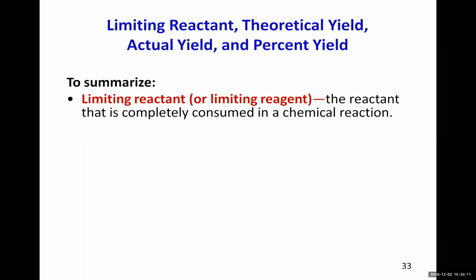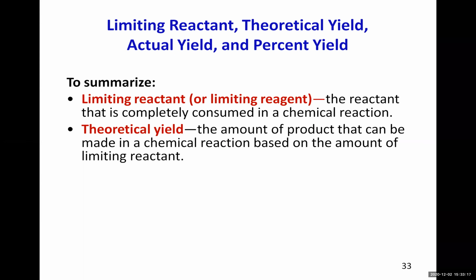So to summarize, the limiting reactant or limiting reagent is the reactant that is completely consumed in a chemical reaction. The theoretical yield is the amount of product that can be made in a chemical reaction based on the amount of limiting reactant. So that's the maximum amount that can be made, but it's calculated based on the fact that it's the smaller amount of product that can be made from the limiting reactant.